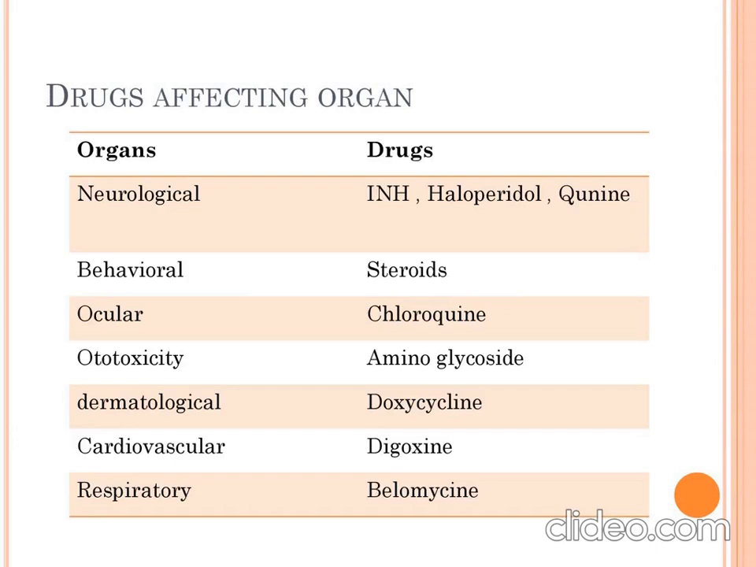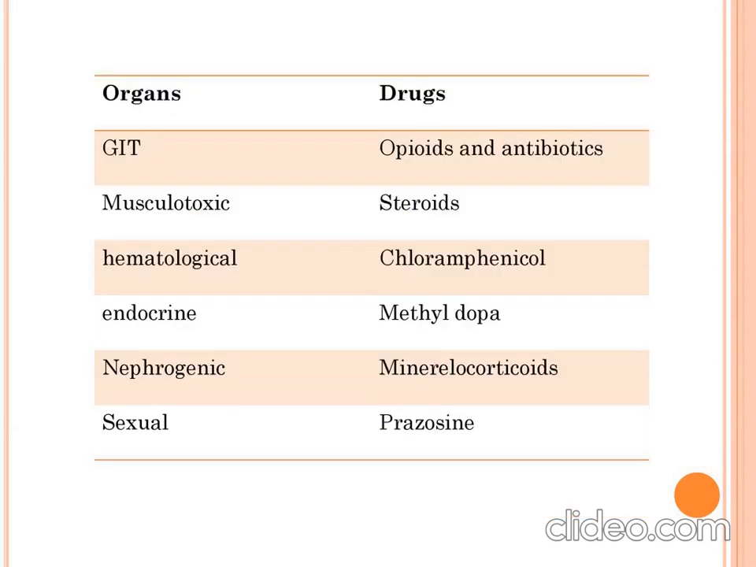The last one is drugs affecting organs. For example, neurological side effects are seen with the use of isoniazid, haloperidol, quinine. Behavioral abnormalities are seen with the use of steroids. Ocular side effects are seen with chloroquine toxicity. Ototoxicity is seen with aminoglycosides. Dermatological side effects are seen with doxycycline. Cardiovascular side effects are seen with digoxin. And respiratory side effects are seen with bleomycin. So this is how drugs target a particular organ, resulting in side effects of that organ.